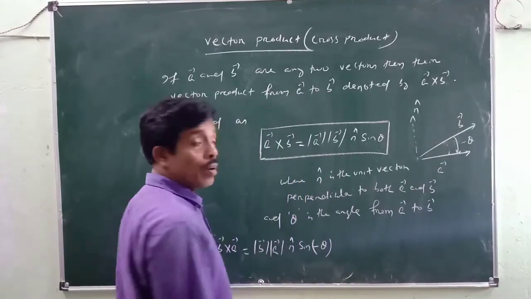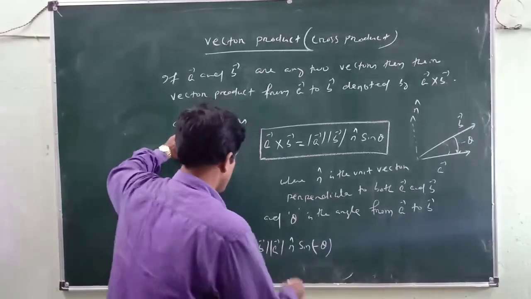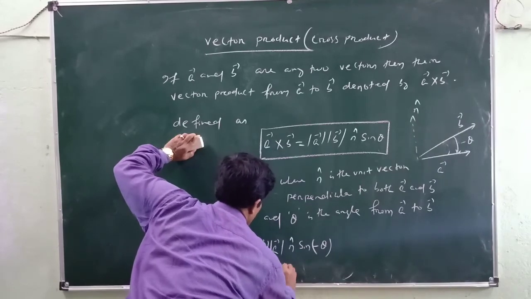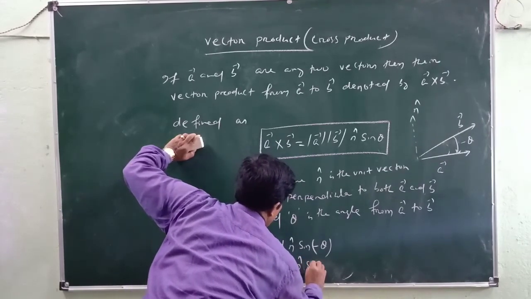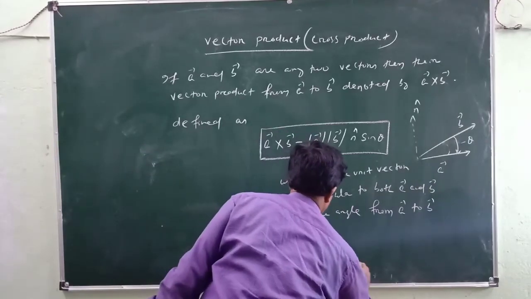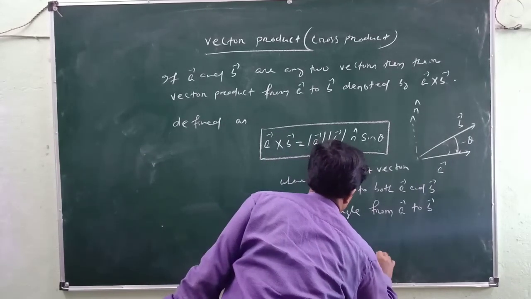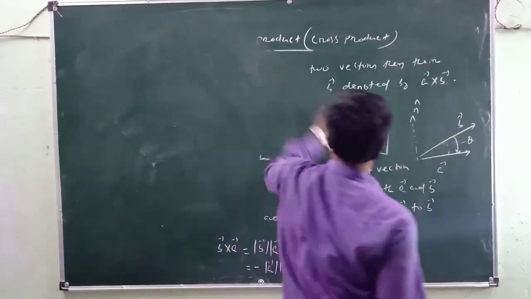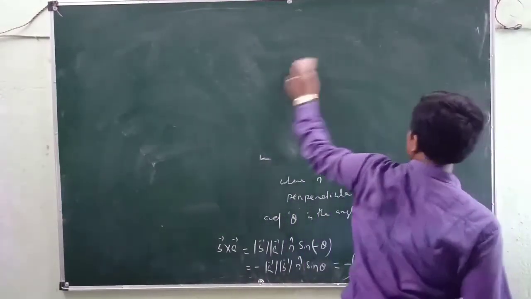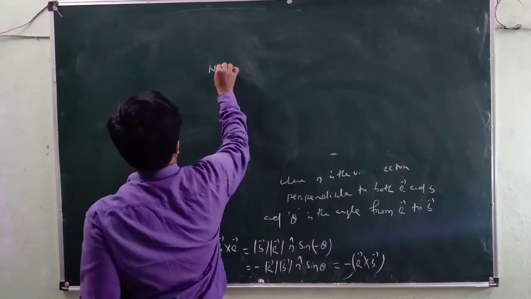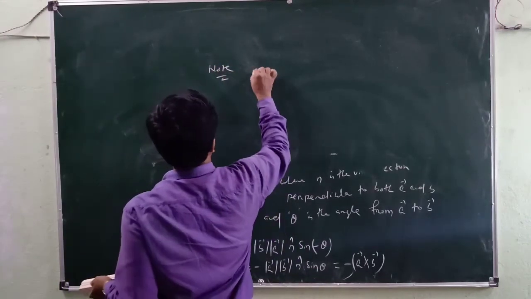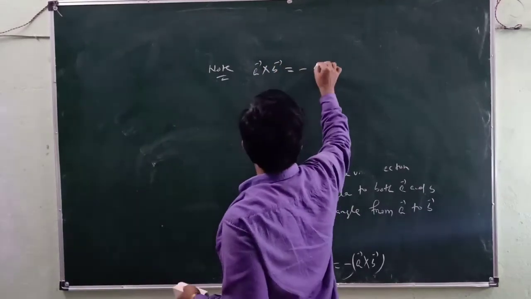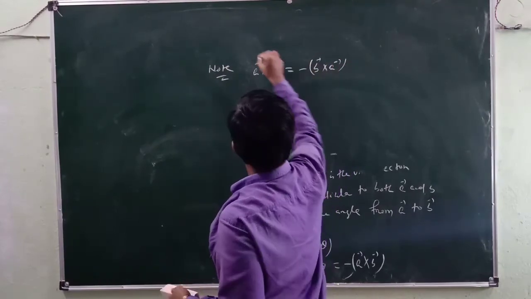Again you know that sin of minus theta is minus sin theta. So taking this sign, it will be minus A magnitude, B magnitude, n cap sin theta. Look, it will be minus of A cross B. That means remember, A cross B will be minus of B cross A.